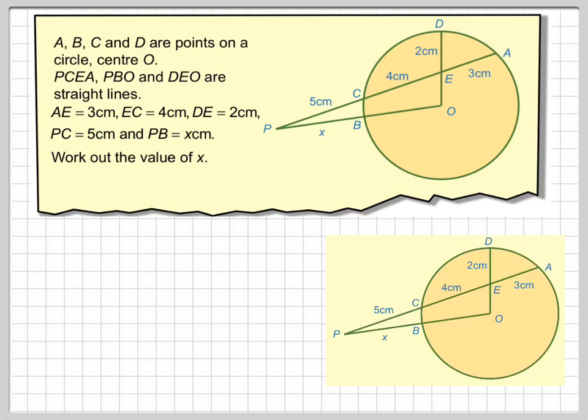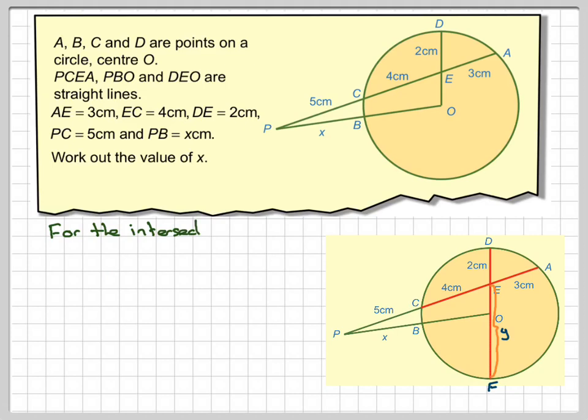So here's my diagram. Now the secret for doing this is to extend this line like that. And therefore what you've got now here is two intersecting chords inside the circle. So using intersecting chords in the circle, we're going to introduce a new point here, F, and EF is going to be equal to Y. And we're going to find Y first.